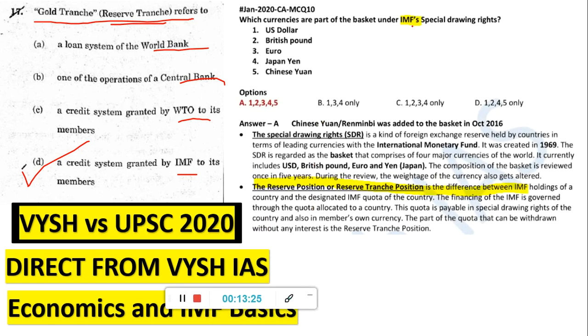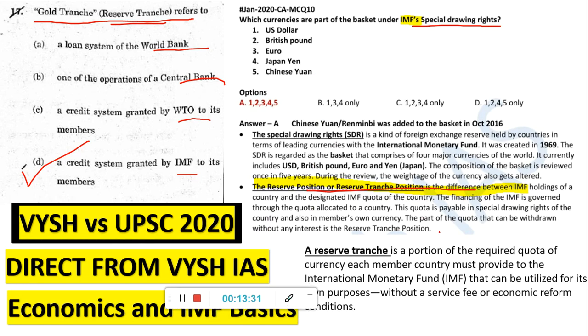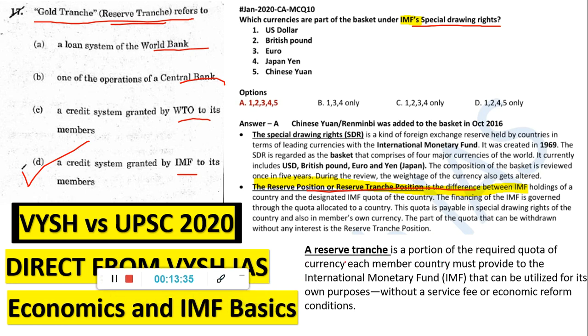Again, in Vysh's tests also, in multiple places we have this Special Drawing Right and this reverse tranche, everything we have mentioned here. And the Google definition, if you want, will be something like this: it is a portion of the required quota of currency each member country must provide to the IMF that can be utilized for its own purposes without a service fee or economic reform condition.